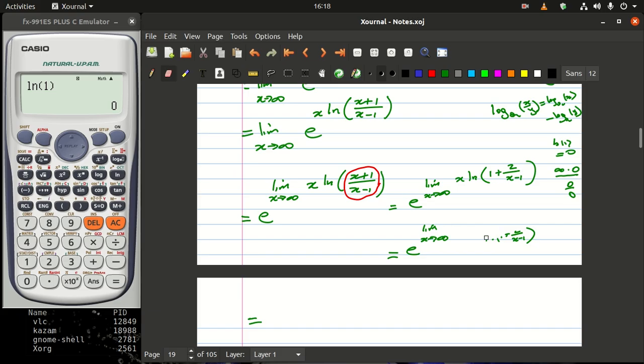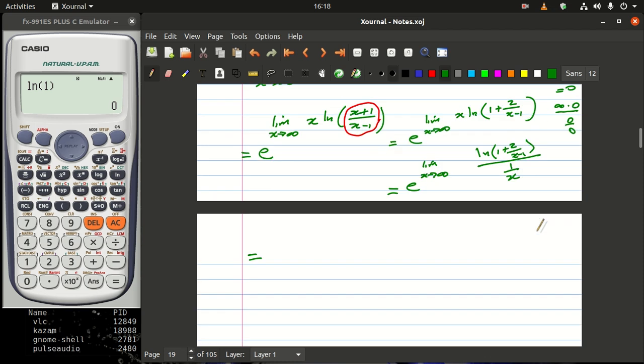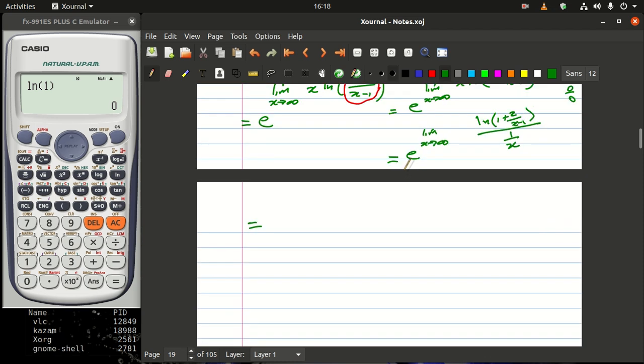I am going a different route, which is going to be ln of 1 plus 2 over x minus 1, divided by 1 over x. That's what I want us to go to. I hope you can see this. I'm not doing it to confuse you.